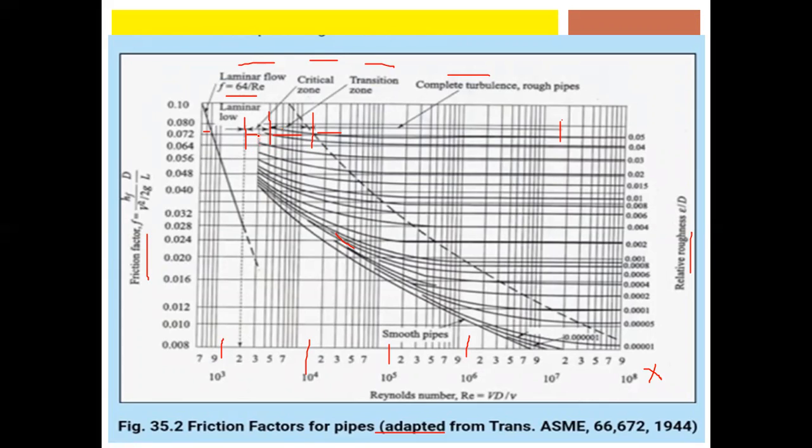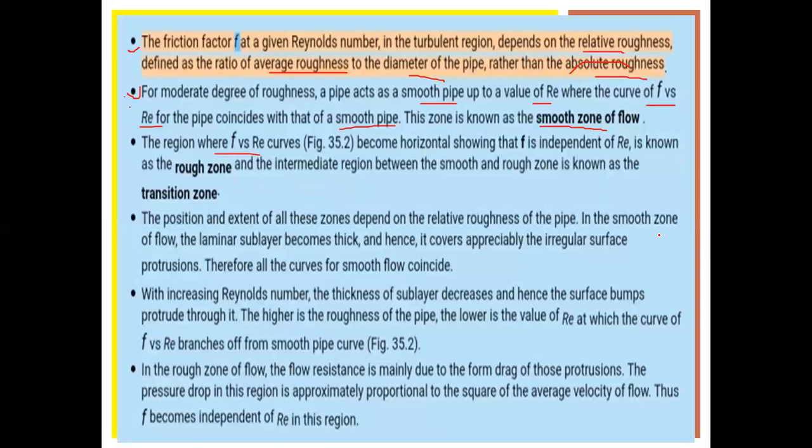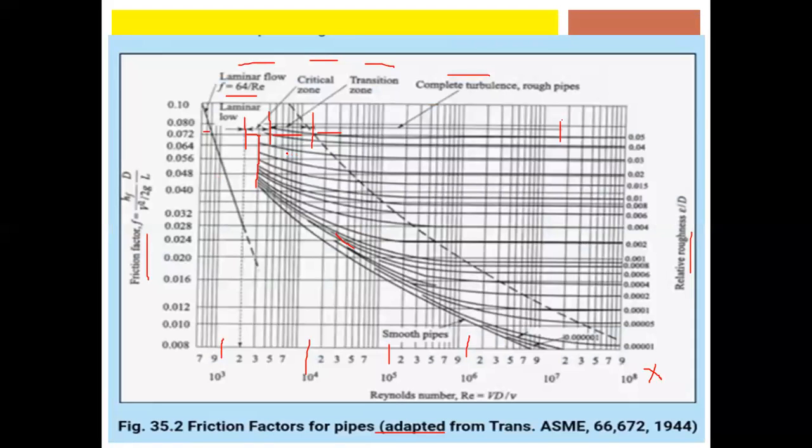See the curves. Starting from the laminar region, and from the critical region, the curves are making lines. So the region where the f versus Re curves become horizontal, showing that f is independent of Re, is known as the rough zone. See the figure. From here it is a straight line. See the variation.